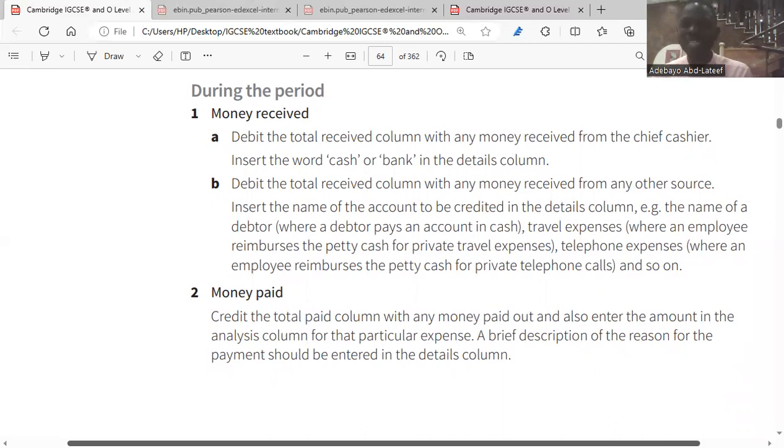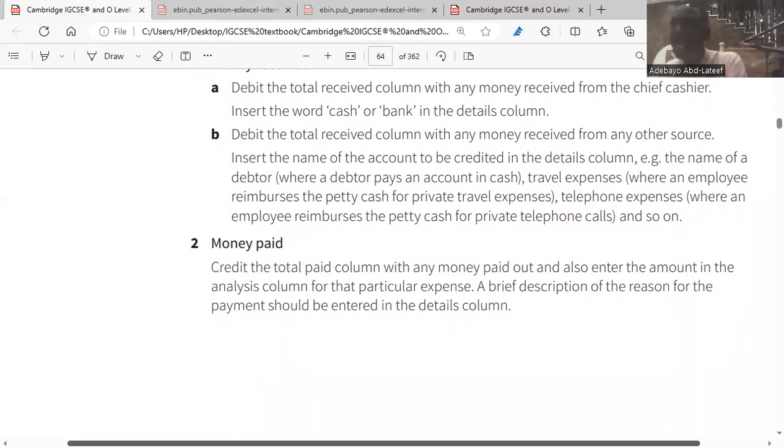Debit is the total receipt column with any money received from any other source. The debit side is always the receiving side. That is the point there. Now, the money paid, which is basically why we open a petty cash.